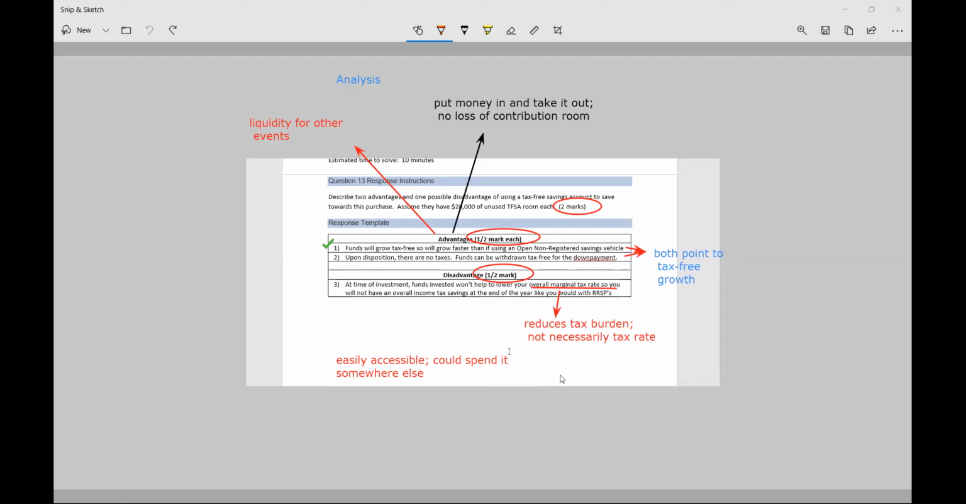In fact, I don't think we used the word liquidity when we talked about the RSP, but I did use it here, and I think here it fits. This money is fully liquid. If we're going to talk to an advantage, that is an advantage. Okay, good.